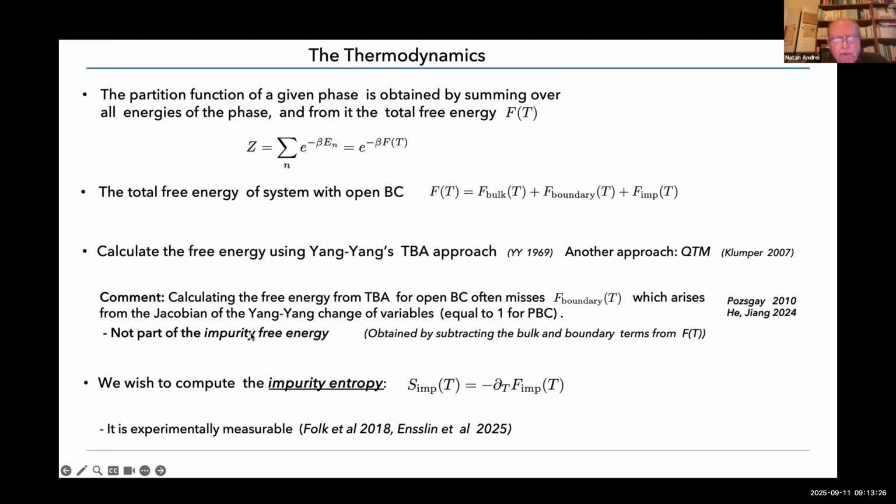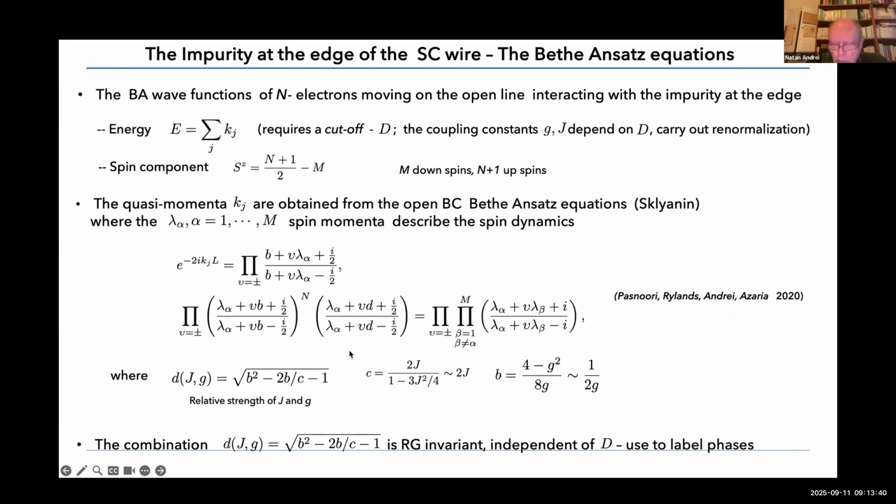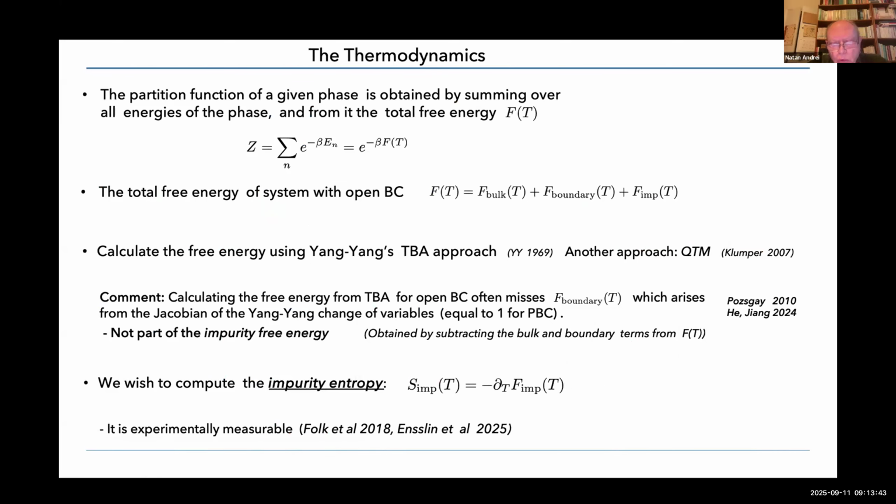It is not part of the impurity free energy which we are interested in, and which is obtained by subtracting the bulk and the boundary terms from the total free energy. So once we have obtained the impurity free energy, what we calculate is the impurity entropy, and this impurity entropy is the object that we are going to study in detail. It is in particular experimentally measurable in different setups. It has been measured by the Fall group in other systems, 2018, or by Enslin and others, 2025.